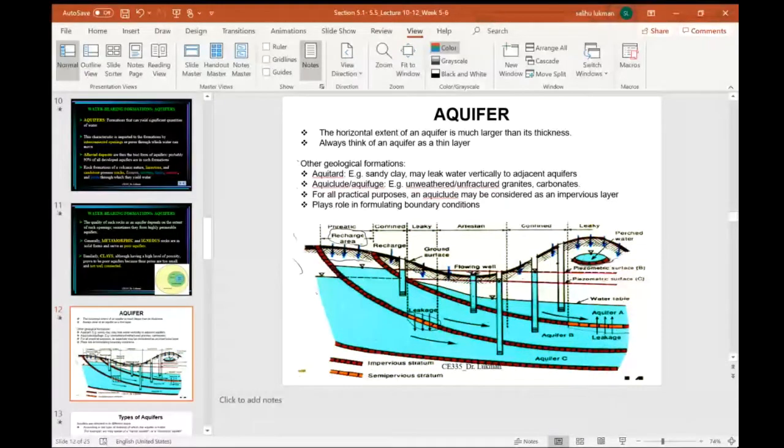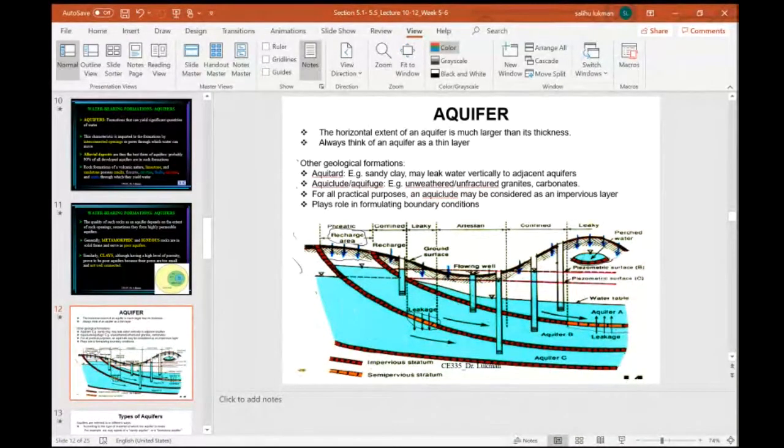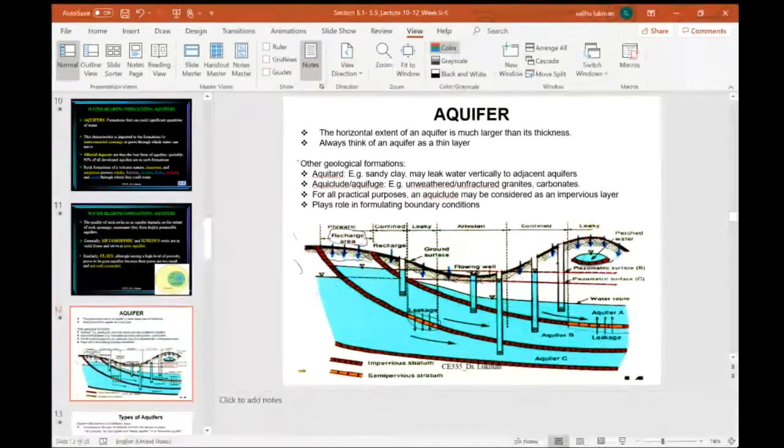You can see this aquifer is bounded by aquitard from above and below. You have aquifer A, B, C. Let's start with aquifer A, which is the first one that you reach, where you have the groundwater table.